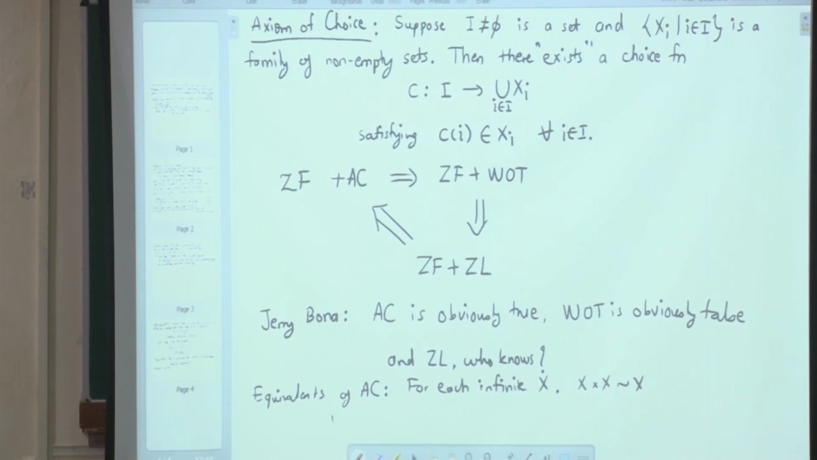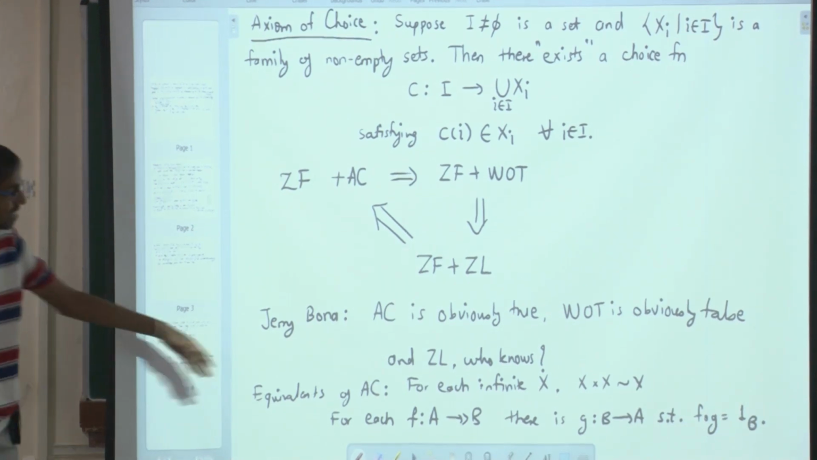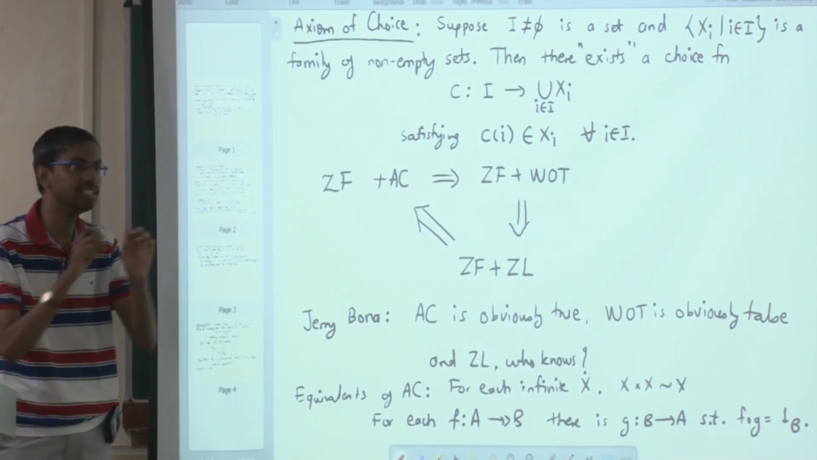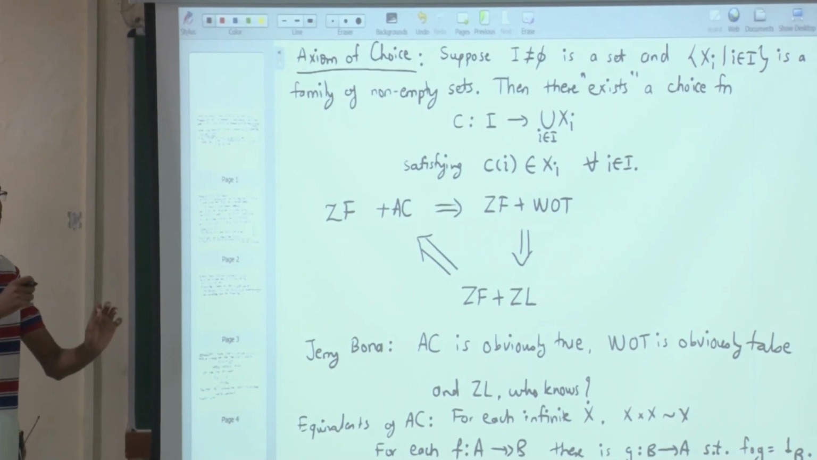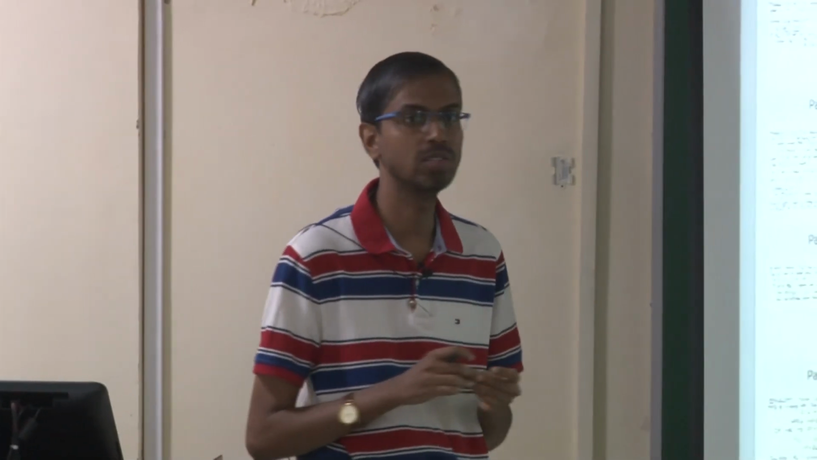Then for each F from A to B, this we have already seen in the class, there is G from B to A such that if I first do G and then do F, F composed with G is the identity on B. So basically I can find a section of this function. Section means a way of choosing, for every little b in capital B, one element from its pre-image. That pre-image, F inverse of little b, is the set in the axiom of choice. So this is also an equivalent statement of the axiom of choice.